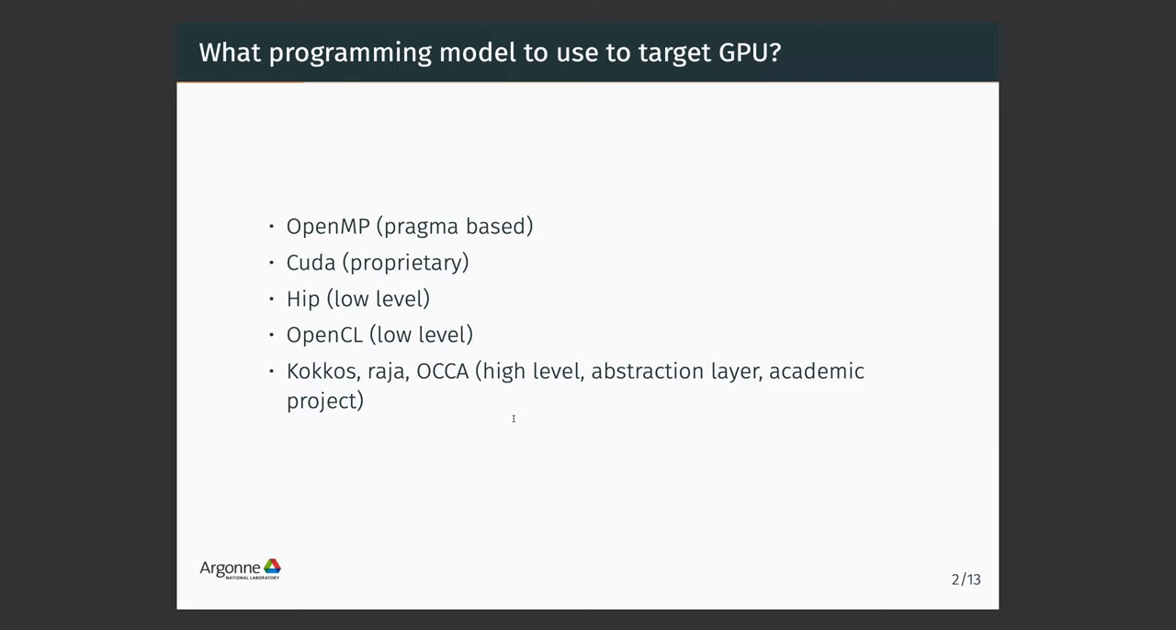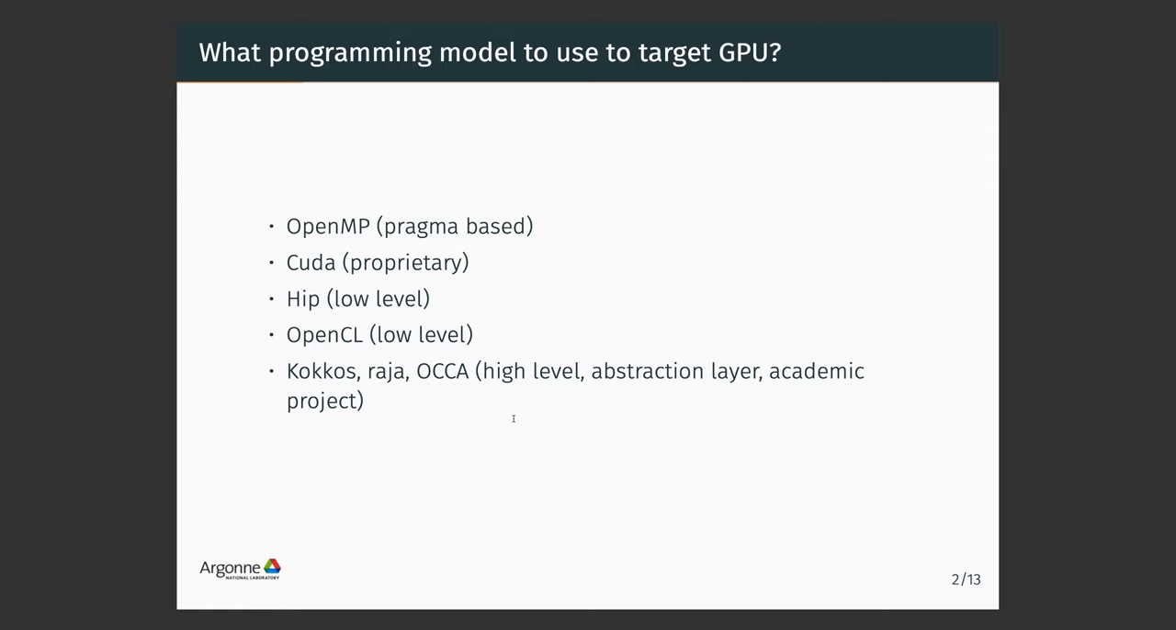OpenMP is pragma based. That means some people don't feel comfortable using OpenMP in C++ land because you cannot put, for example, pragmas in variables, and it's hard to do an if statement with pragmas. It is possible with the new OpenMP spec, but it's kind of strange to do real templating and the type of programming that you can do in C++ with OpenMP.